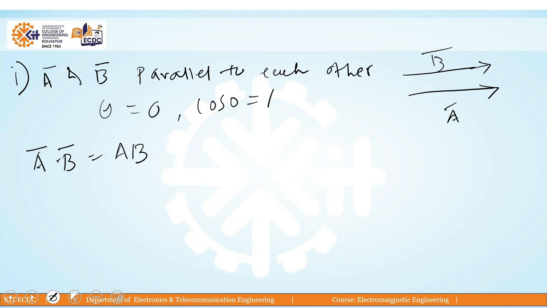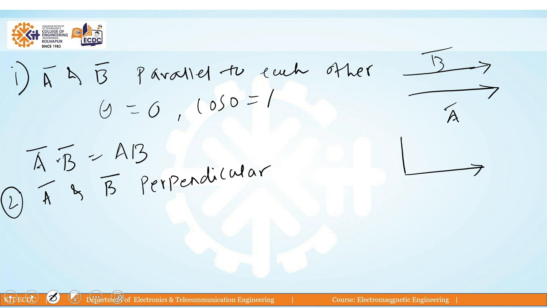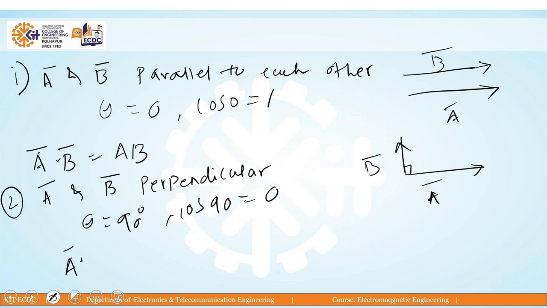Next case: suppose vector A and vector B are perpendicular to each other. This is vector A, this is vector B. The angle between these two is 90 degrees, theta is 90 degrees. So cos 90 is 0, and therefore the result of the dot product A bar dot B bar is equal to 0. So when two vectors are perpendicular to each other, the result of the dot product is 0.